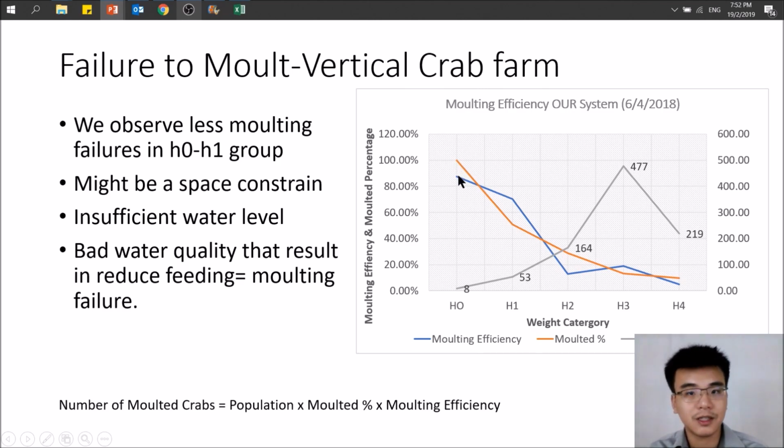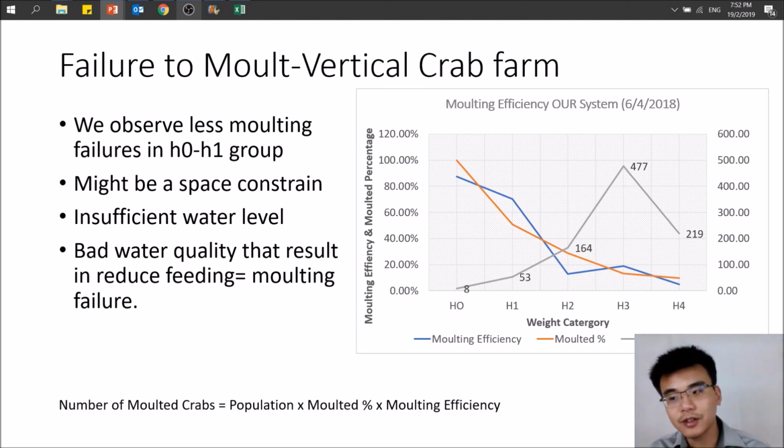90%. As we can see, if we move up to the first category, H1, only about 50% of them try to molt. So assuming that you have 10 crabs in the H1 category from 100 grams to 200 grams, only 5 of them try to molt. And out of the 5, only 70% of them are successful. So that gives you an average of about 40% success rate.